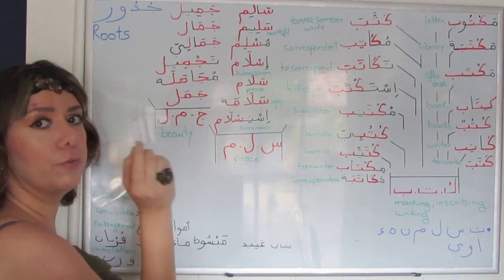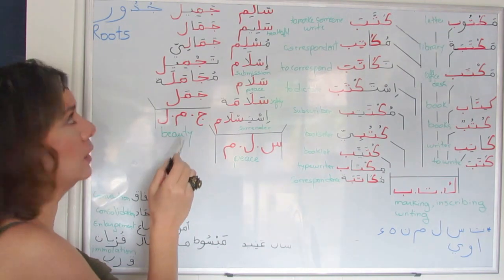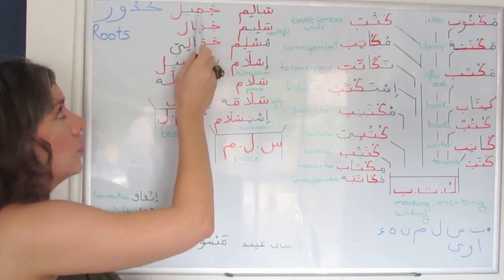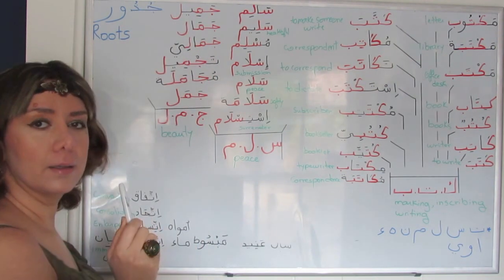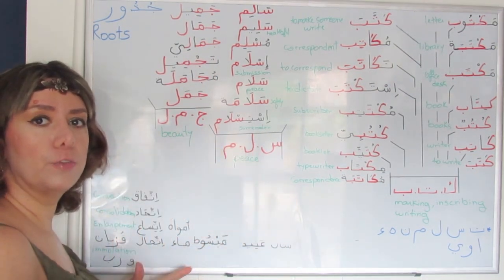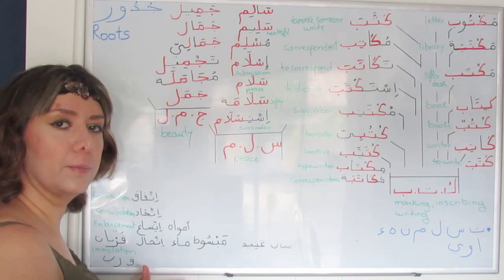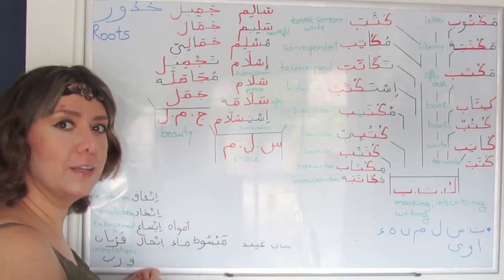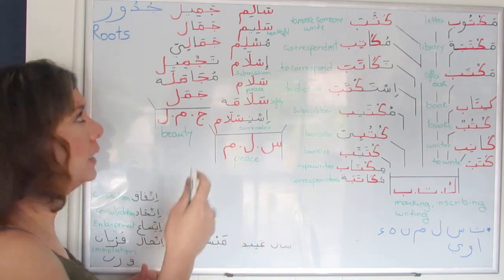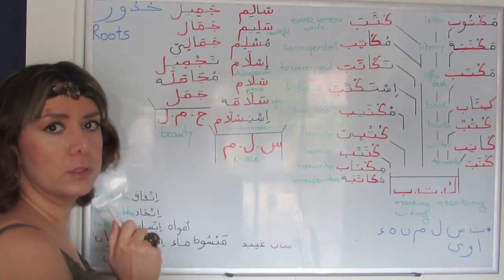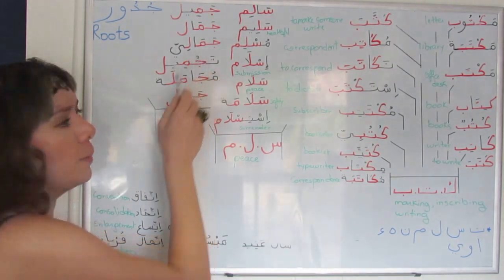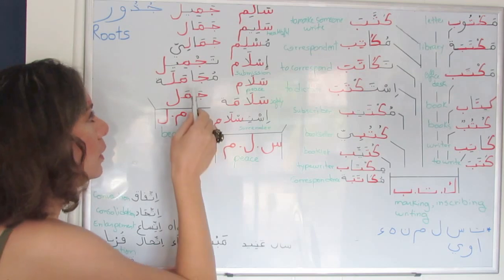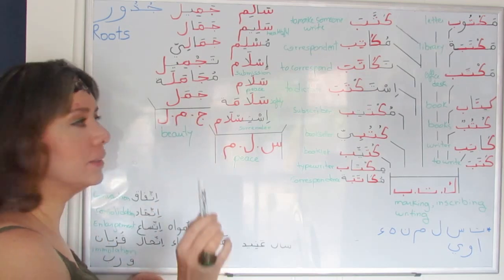Here another safe root, jim, mim, lam. Jamala conveys the idea of beauty. Jamil, beautiful, with the long vowel ya, following the pattern fa'il from the previous lesson. Fa'il to form adjectives. Jamil, fa'il. Jamal, beauty. Jamali, aesthetic. Tajmil, beautification. Mujamala, compliment.